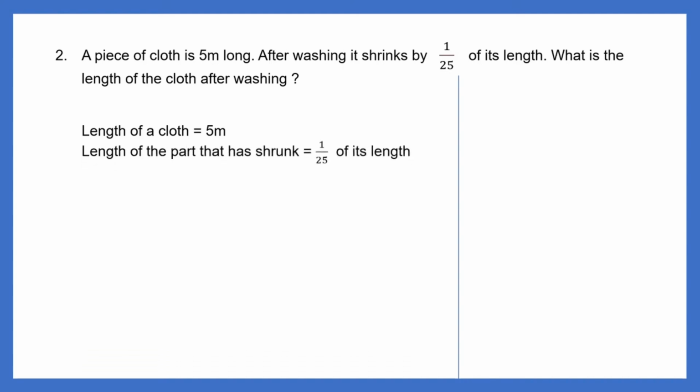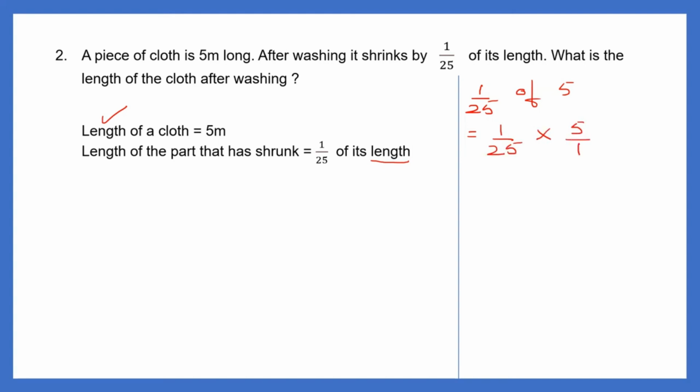Length of the part that has shrunk is 1/25 of its length. So what is the length? Length is given here. Length is 5 meters. So 1/25 of its length. We need to work it out. 1/25 of 5. That is 5 meters. Remember what of stands for? It stands for multiplication. So let me write 1/25 into 5. We'll make it a fraction by 1.